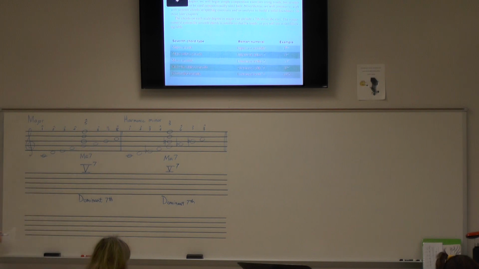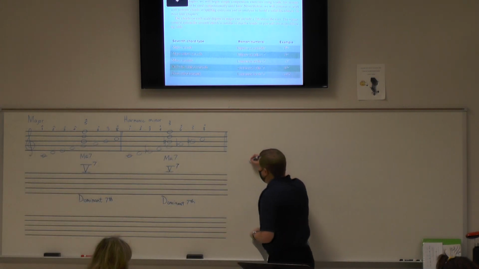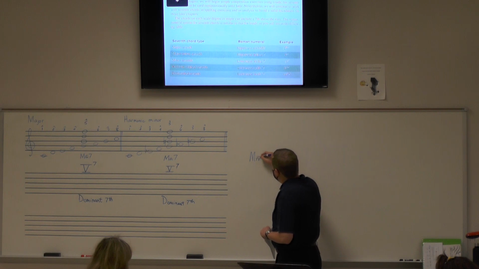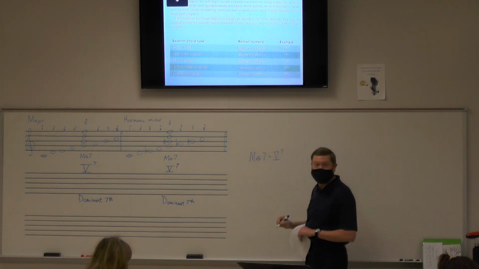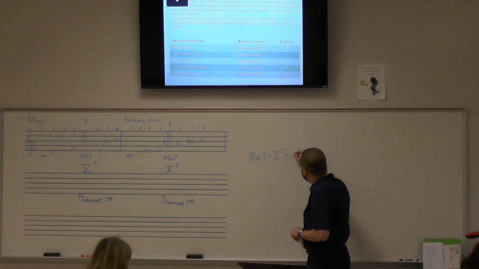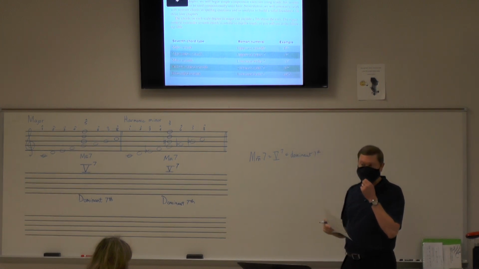So I guess to sum it up, what I'm trying to say is that these three symbols, or these three terms, are all synonymous. In other words, from now on in this class, we can know that the major minor seventh automatically means a 5/7, which automatically means a dominant seventh. All those terms mean the same thing. They can be used interchangeably.